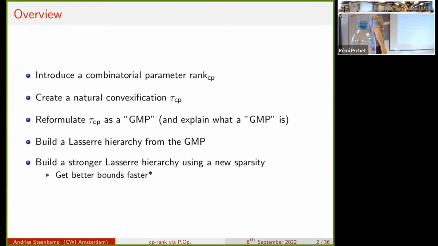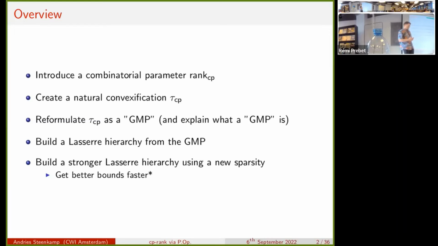So what I have in store for you today, so you don't have any surprises: I will introduce a combinatorial parameter, rank CP, because it will be hard to compute. So we have to have lower bounds. So I'll introduce a natural convexification, namely this parameter tau CP.